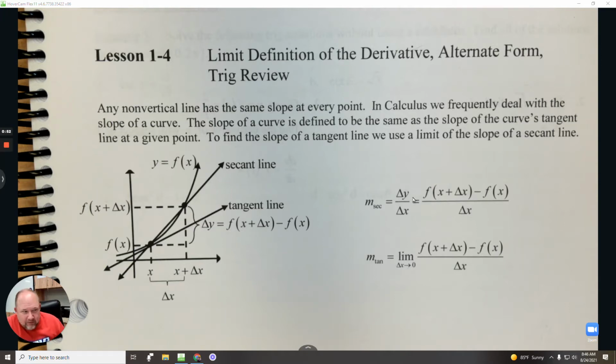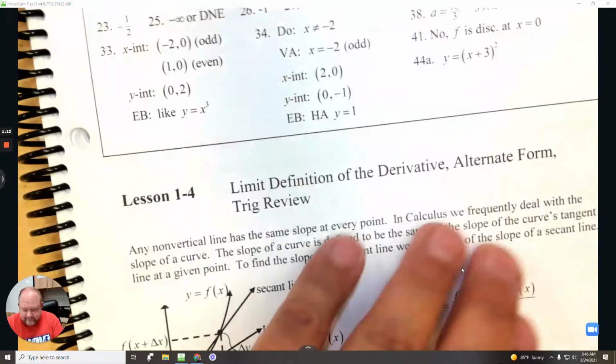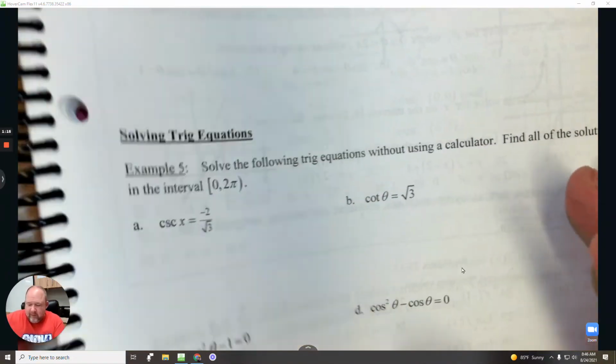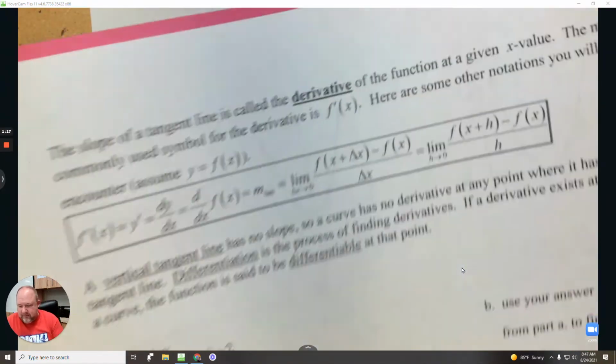So in algebra, it is y2 minus y1 over x2 minus x1, or the change in y over the change in x. In calculus, we write this as a limit. As the change in x becomes 0, then we're using 1 point. So as we're approaching 1 point, that's what we're looking for. All right, turn the page. And we know there's shortcuts, right? We're going to talk about that soon.